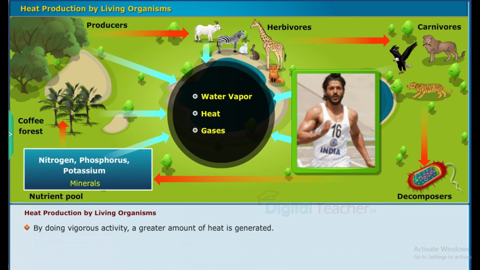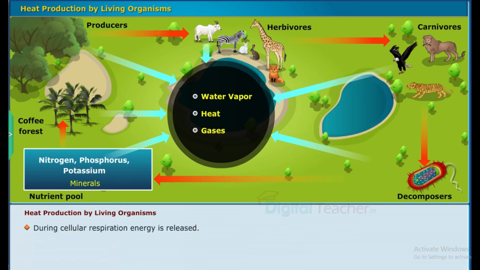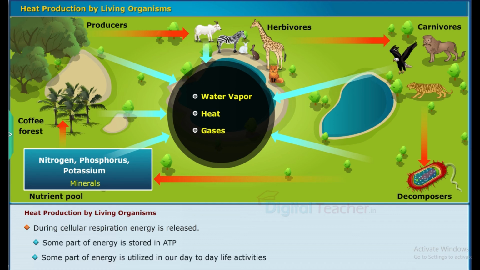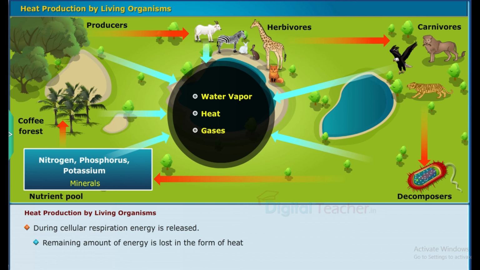By doing vigorous activity, a greater amount of heat is generated. For example, we feel hot after doing some strenuous exercise such as running in a race. During cellular respiration, energy is released. Some part of energy is stored in ATP. Some part of energy is utilized in our day-to-day life activities. The remaining amount of energy is lost in the form of heat.